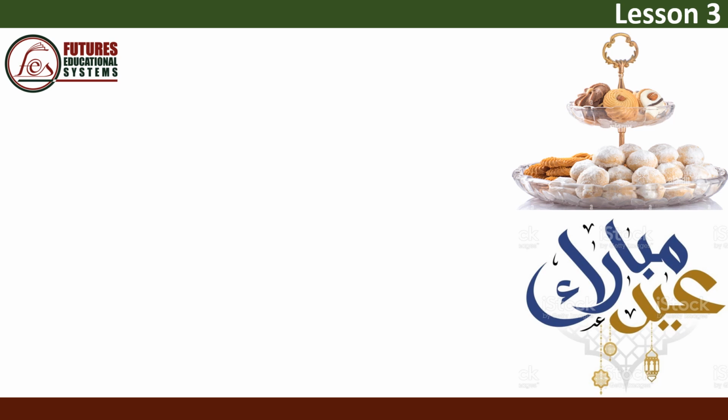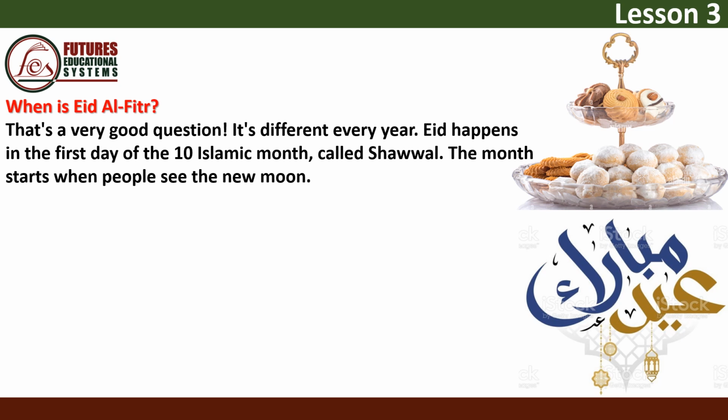What is this? Kahk and Eid Mubarak. So we're talking about Eid al-Fitr. When is Eid al-Fitr? That's a very good question. It's different every year. Eid happens on the first day of the 10th Islamic month called Shawwal. So Eid al-Fitr comes in Shawwal. Shawwal is the 10th Islamic month. The month starts when people see the new moon.